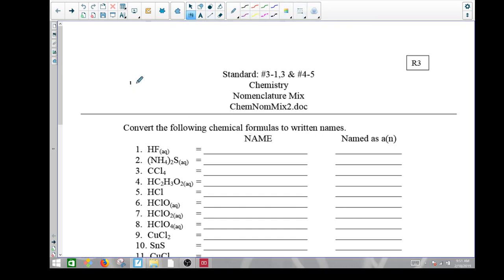Whenever I'm doing something like this, I need to recognize the type of bond that's present. Let's do the first 6 here, and we'll do some on the bottom as well. For example, I could have covalent, I could have ionic, I could have different types of acids. First things first, this one is a non-oxy acid.